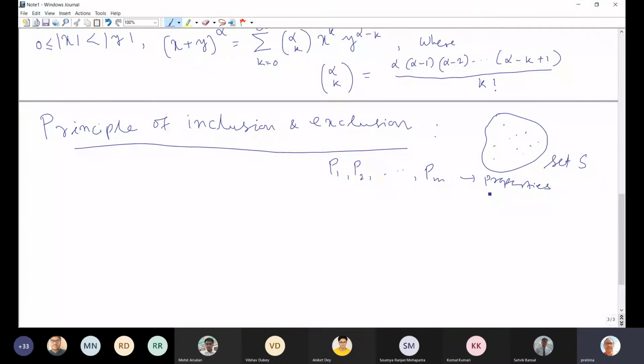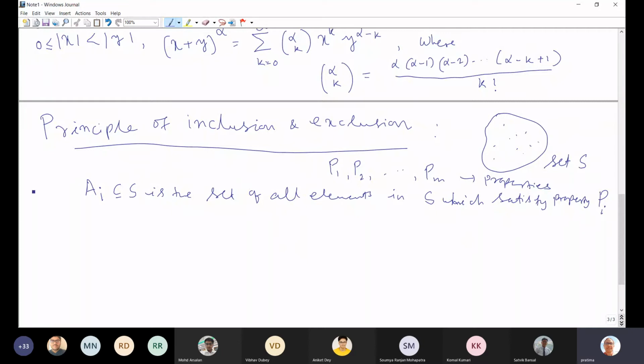P1, P2 to Pm. And also we take that Ai is a subset of S such that elements in Ai satisfy property Pi, or Ai is the set of all elements in S which satisfy property Pi, i from 1 to m. Okay, so here i will be 1 to m.